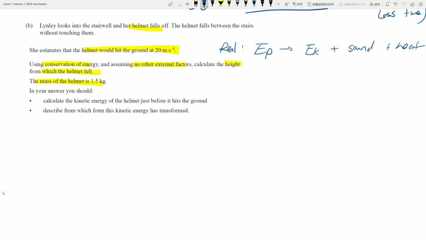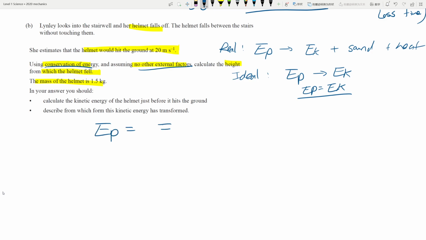All right, but conservation of energy means, in an ideal world, if we just ignore everything else, all of the EP is converted to EK. So EP equals EK. This never happens, because we just ignore everything else. We say it's too insignificant: EP equals EK. So just understand that when they say assuming energy conservation, that just means EP equals EK.